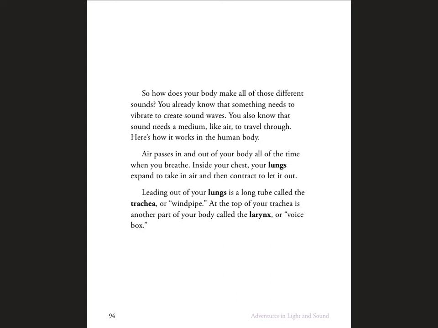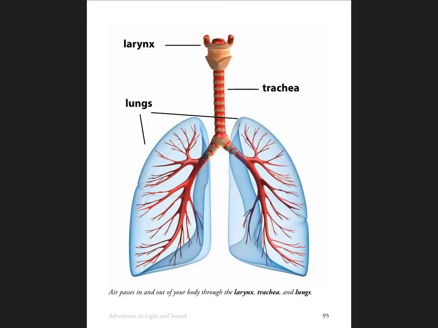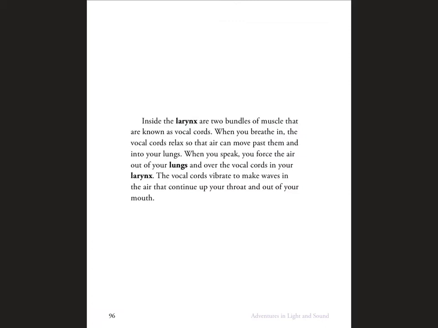Leading out of your lungs is a long tube called the trachea, or windpipe. At the top of your trachea is another part of your body called the larynx, or voice box. Air passes in and out of your body through the larynx, trachea, and lungs. Inside the larynx are two bundles of muscle that are known as vocal cords. When you breathe in, the vocal cords relax so that air can move past them and into your lungs.